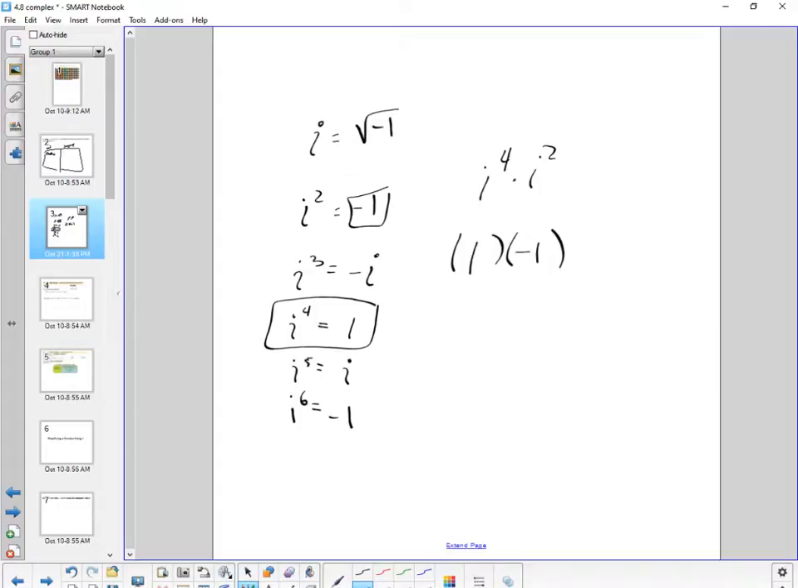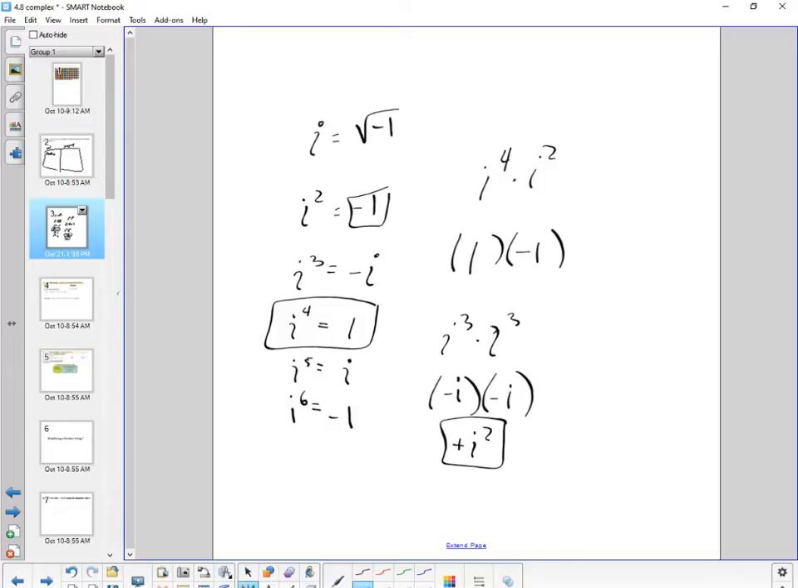Wait, but isn't it also i to the third times i to the third? Yeah, you could do that. And then negative i times negative i is positive. So if you did i to the third times i to the third, that would be negative i times negative i, right? Which would give you positive i squared. And what did we say i squared was? Boom. Oh, that's math.